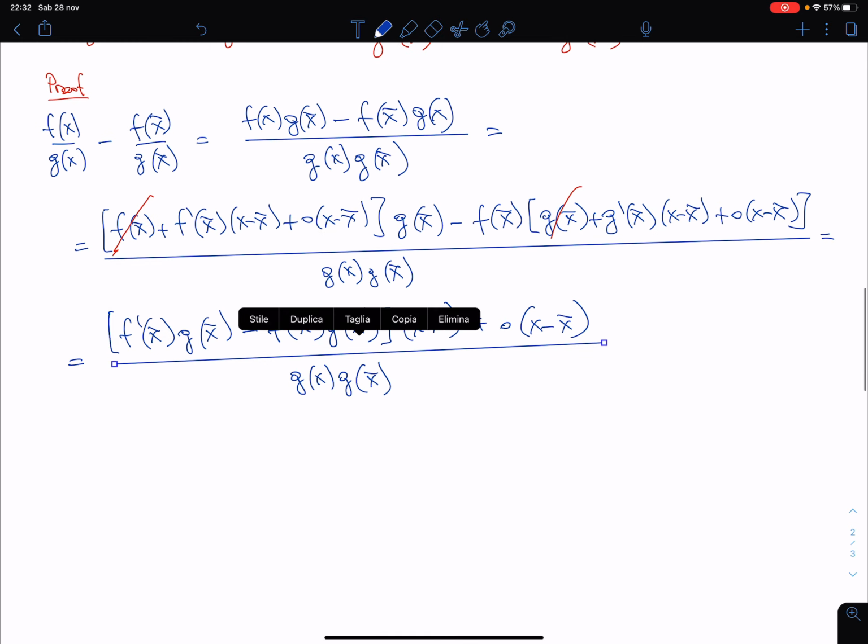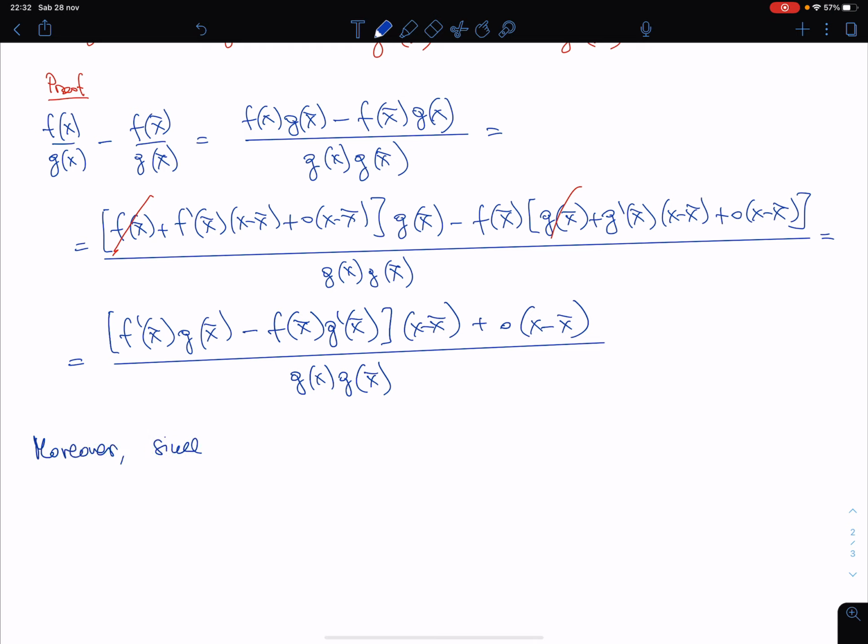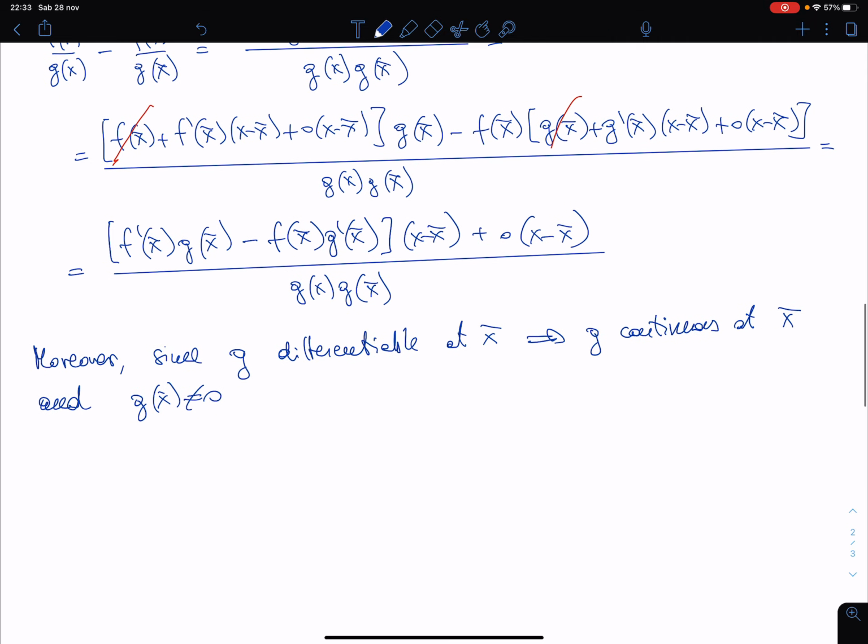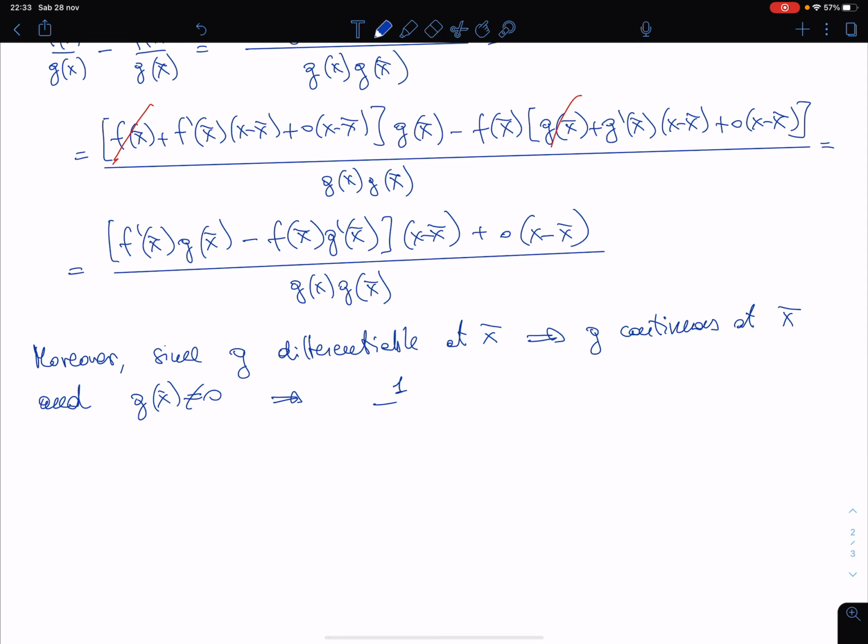Okay, g of x bar. Let me write this note: moreover, since g differentiable at x bar implies that g is continuous at x bar, and g of x bar is different from 0, we have that the inverse of g of x bar, by continuity, can be written as 1 over g squared of x bar plus little o of 1 as x goes to x bar.